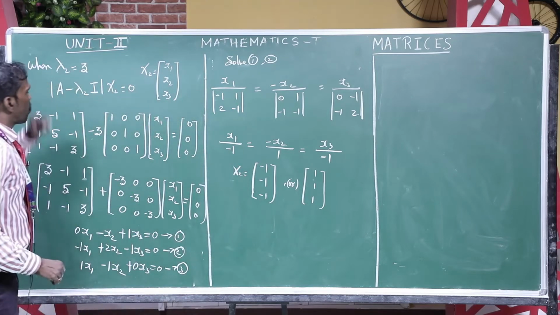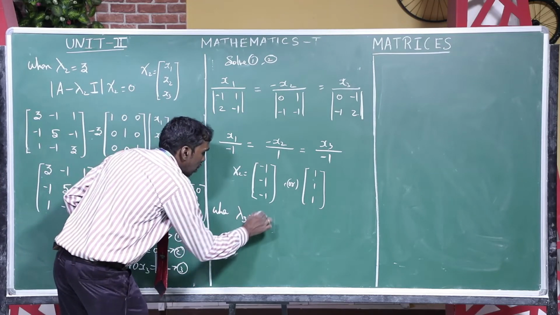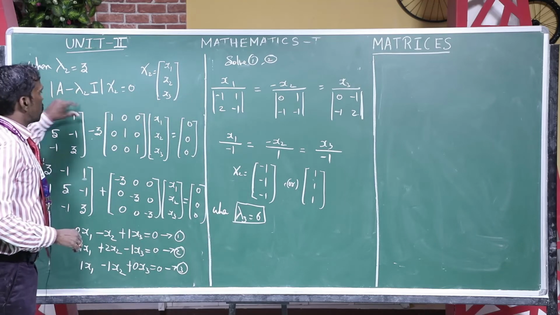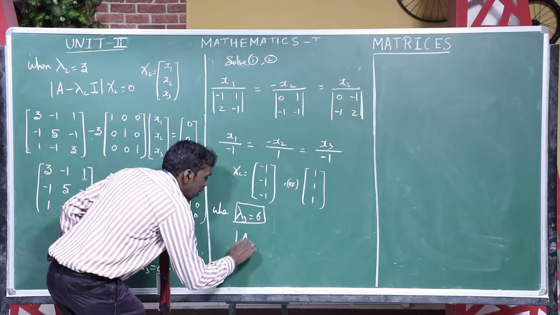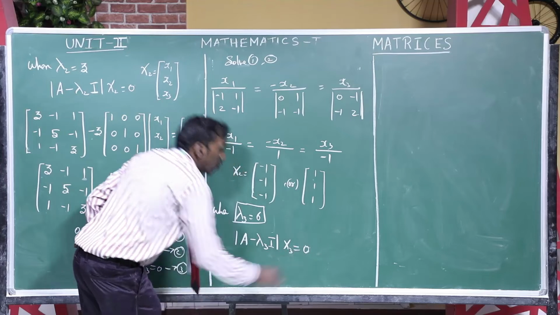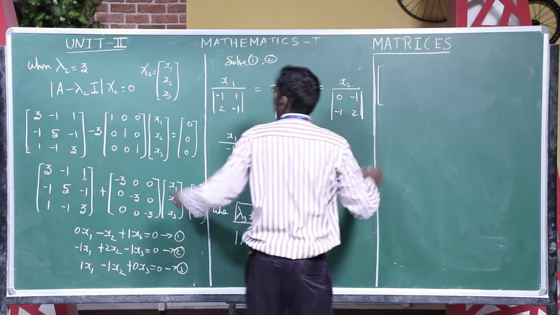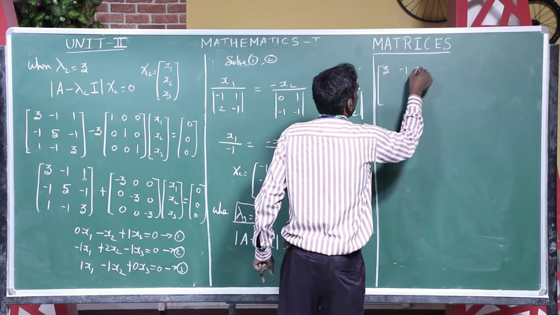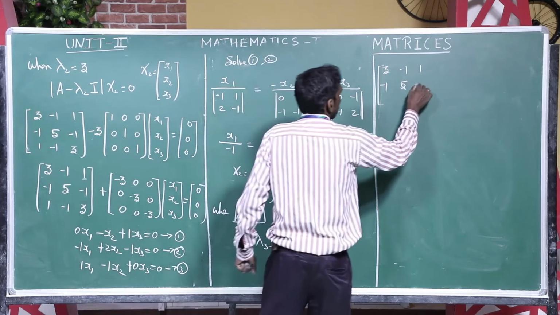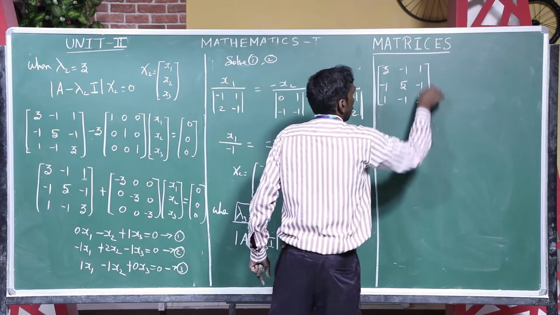Next, we find out the lambda 3 equals 6. So in the third case, lambda 3 equals 6. Similarly, we find it in the same way. Here, (A minus lambda 3 I) x3 equals 0. Similarly, put the A matrix again. So here A will be 3, minus 1, 1; minus 1, 5, minus 1; 1, minus 1, 3. So this is our A.